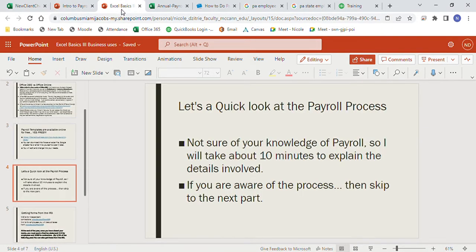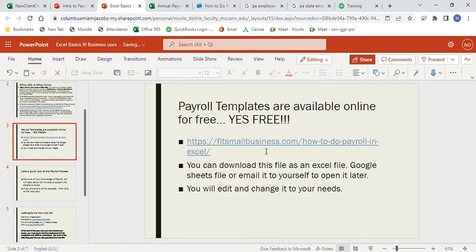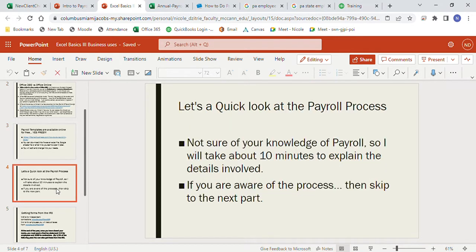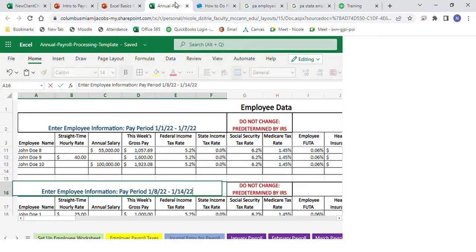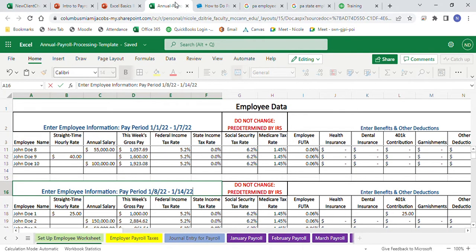So I gave you this website here, right? fitsmallbusiness.com, how to do payroll in Excel. And I showed you the website where you can download the actual employee data sheet, the worksheet that they have. And this is an example of that. So I just wanted to look it over with you.